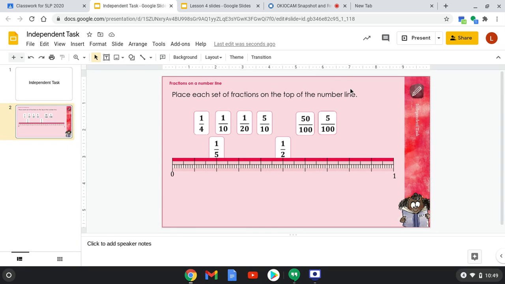Now, some of these fractions are equivalent to each other. Okay, so let's say I thought that a quarter was equivalent to a fifth. What you could do is just put it under there. It's not, please don't put it there because it's not, you need to work it out yourself, but you can put it underneath. So you'll have some fractions along the top and then any equivalent fractions level with them underneath.